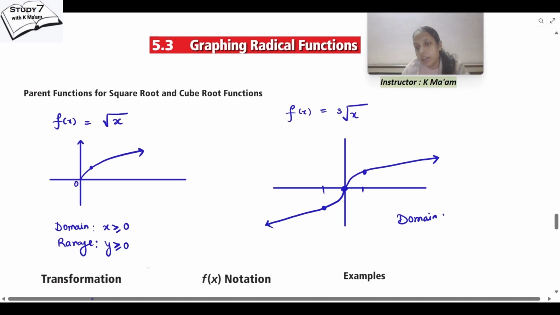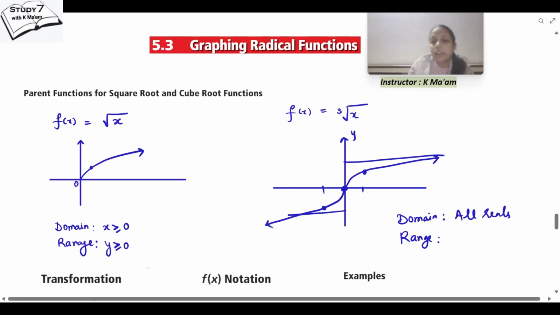Domain is all real numbers. You can directly say all reals. Range is y values. You can see it contains all these values somewhere here, and it will contain this value somewhere here. So all y values are also contained. Therefore the range is all reals as well.